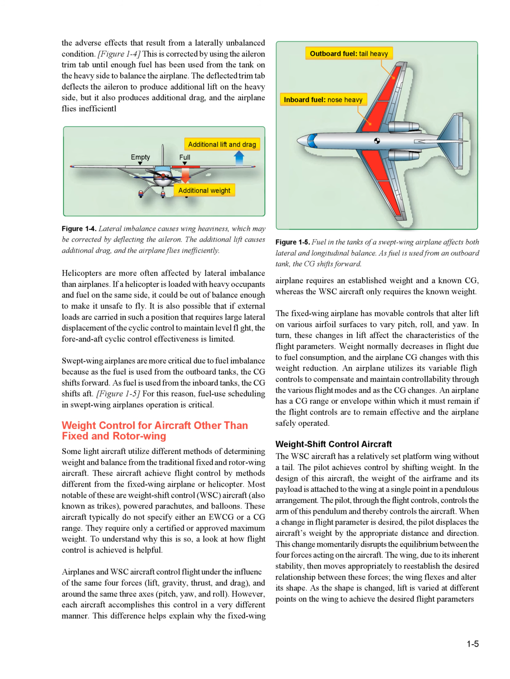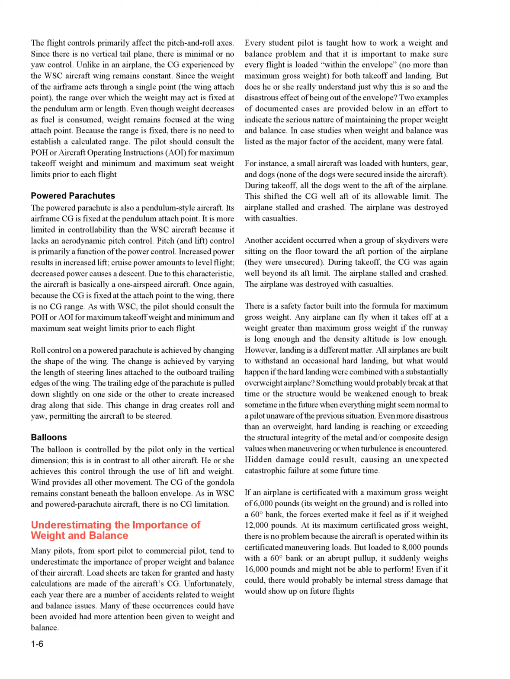This change momentarily disrupts the equilibrium between the four forces acting on the aircraft. The wing, due to its inherent stability, then moves appropriately to re-establish the desired relationship between these forces. The wing flexes and alters its shape. As the shape is changed, lift is varied at different points on the wing to achieve the desired flight parameters. The flight controls primarily affect the pitch and roll axes. Since there is no vertical tail plane, there is minimal or no yaw control.